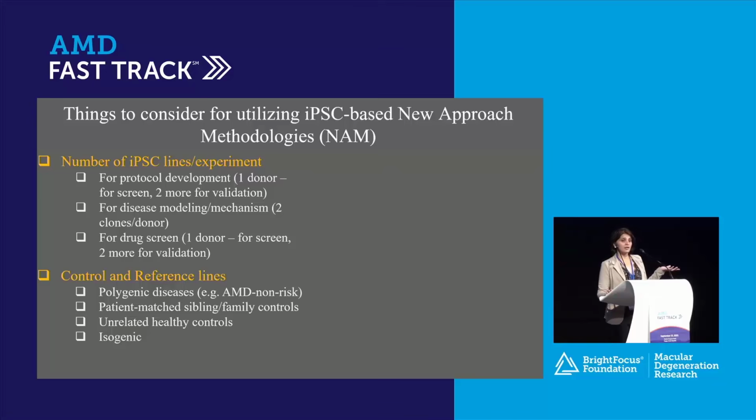When it comes to control lines, which would act as a control for your disease lines, for AMD, the patient-matched sibling family controls also work. For IRDs or studying the effect of a certain one gene, I think the CRISPR-edited isogenic controls are the best. And there is a new concept, which is a reference line, a line that has been used across multiple labs, and those lines are well genotyped and well characterized in terms of their genes. I think this is also a good concept that's coming up in the field that you can use as a control in your experiments.